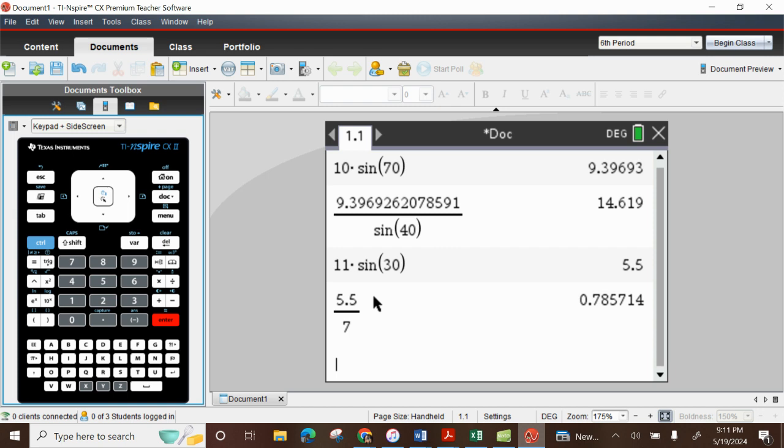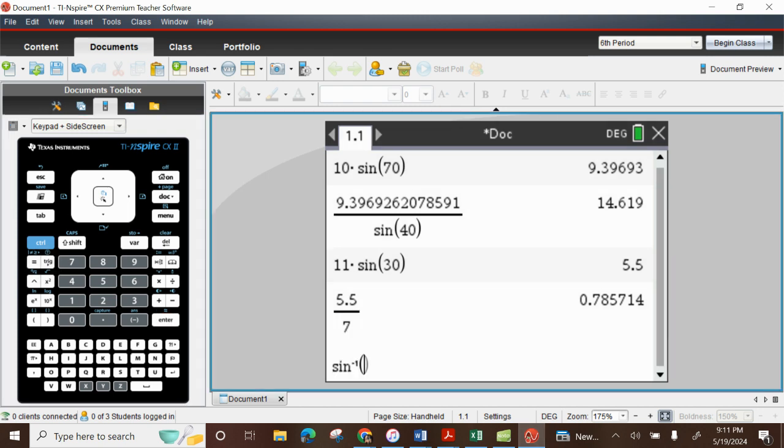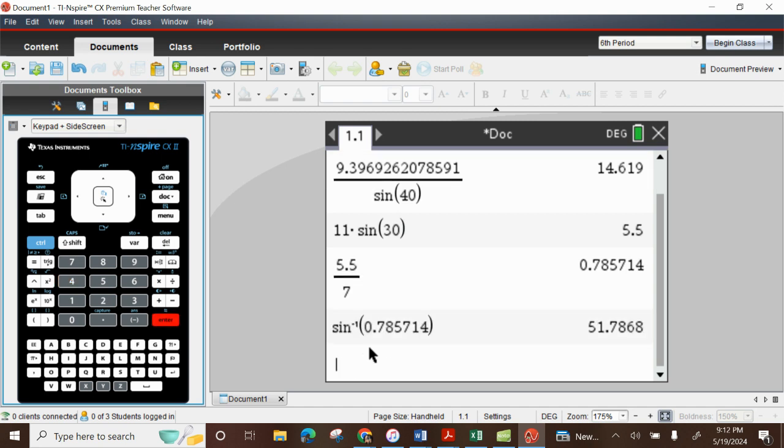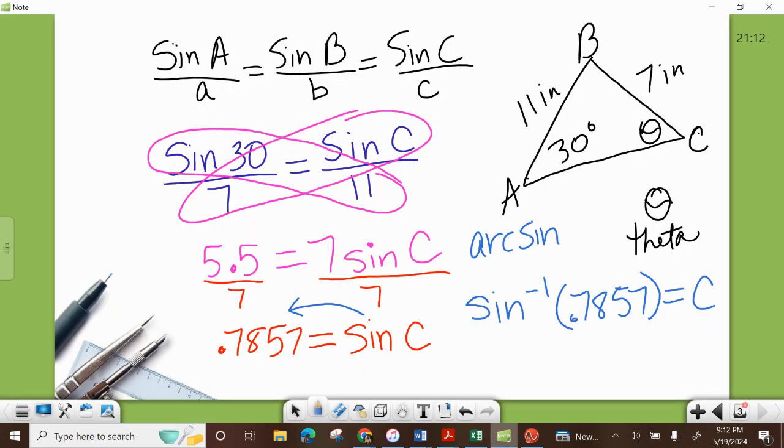So I'm going to take the inverse sine of 0.7857, and since I have the calculator pulled up, 1/4, and I get 51.8. So what that tells me is that angle C is 51.8 degrees. And that is how you solve for an angle using the law of sines.